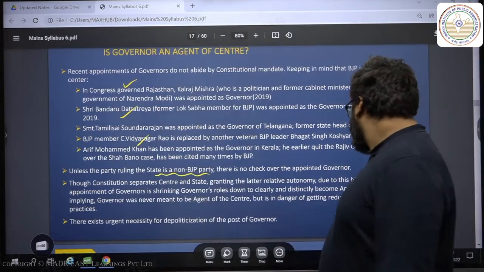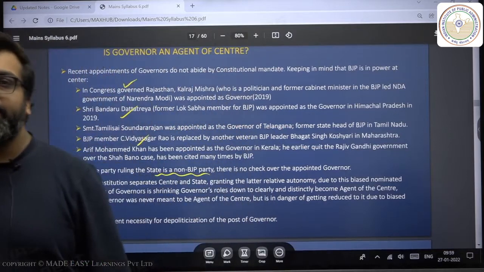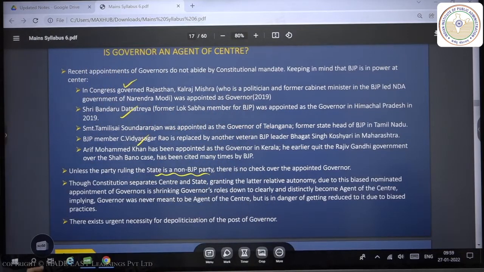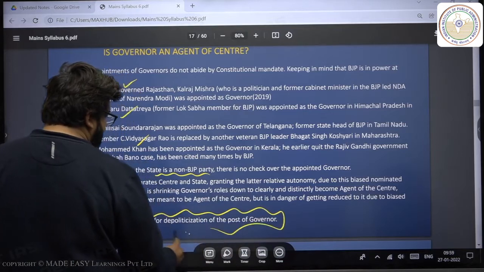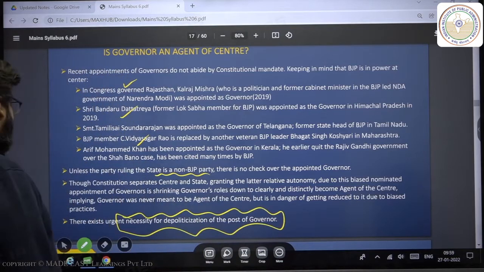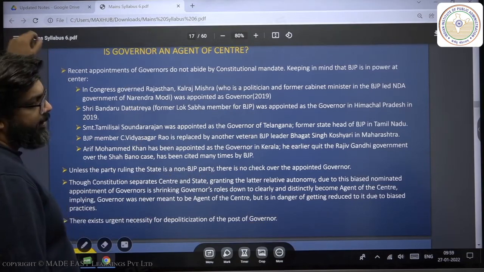Now, you must understand that it never was supposed to be like this. It was never supposed to be the governor working in the larger interest of the states. But today, there is a problem, which is why there's an urgent necessity to depoliticize the post of the governor. Okay? Depoliticize the post of the governor.